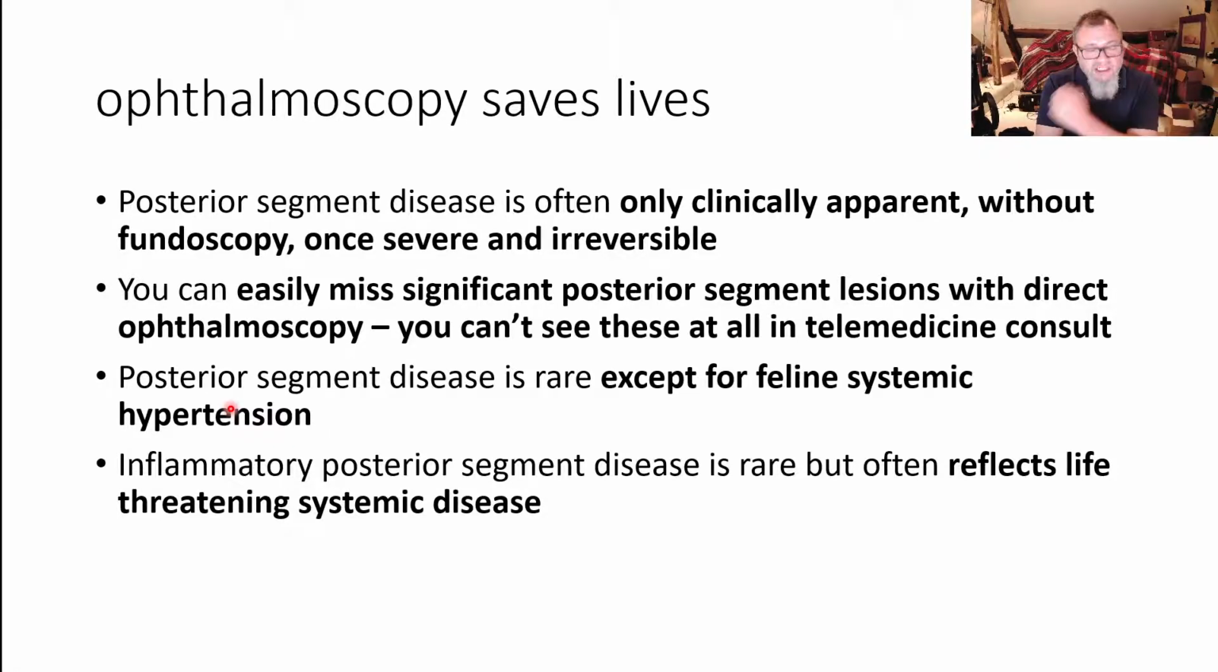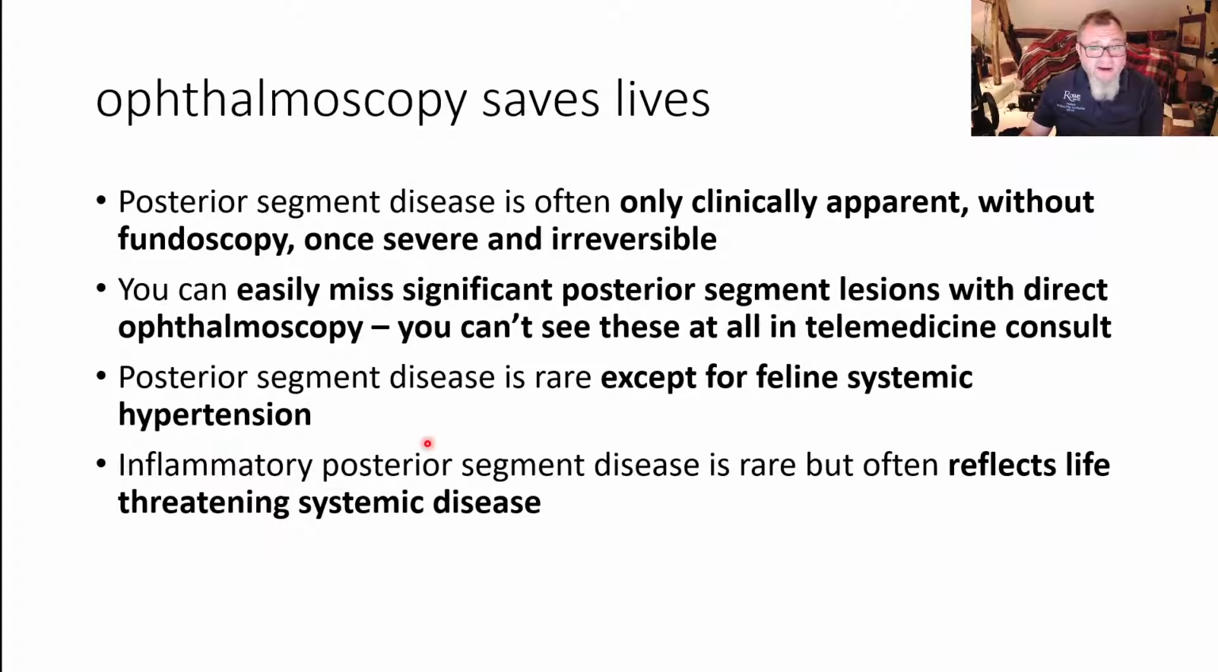With your distant direct and close direct ophthalmoscopy, it's very easy to miss posterior segment lesions. So learning to use the diagnostic lens is a very important skill. However, posterior segment disease is relatively rare, except for feline systemic hypertension, which SIVA have done great work to try and increase our knowledge and the profile of this disease.